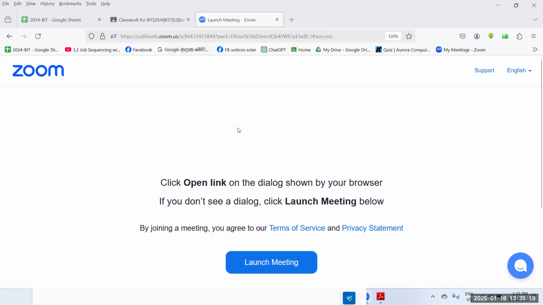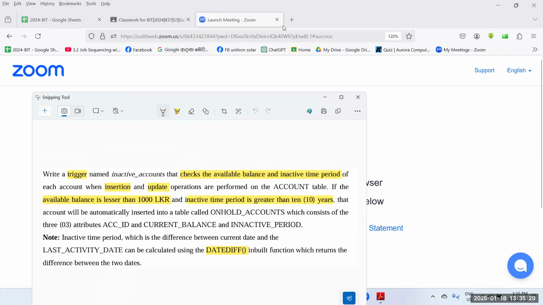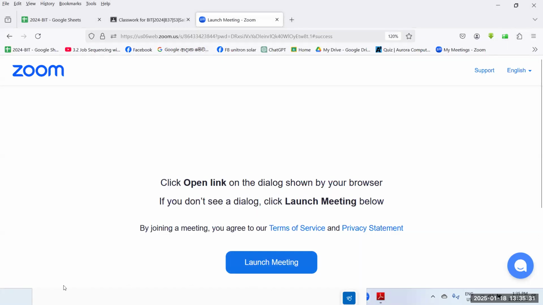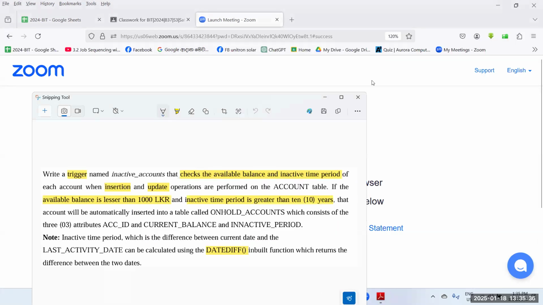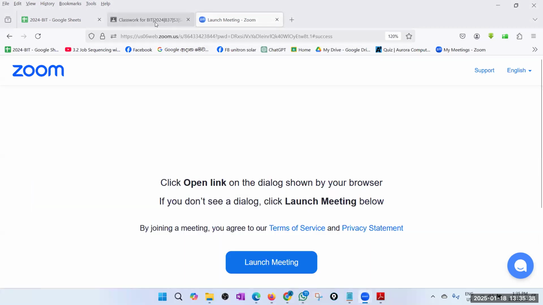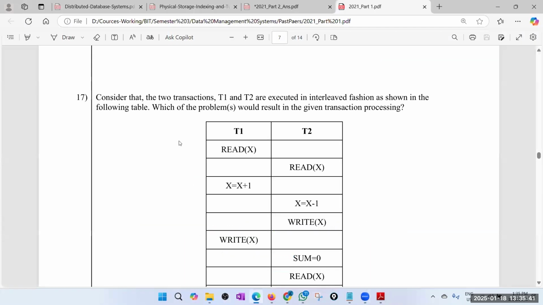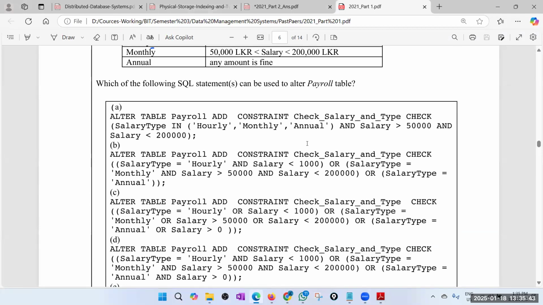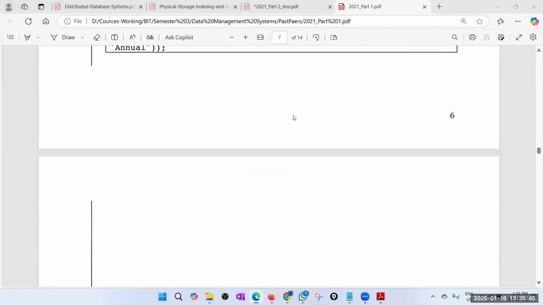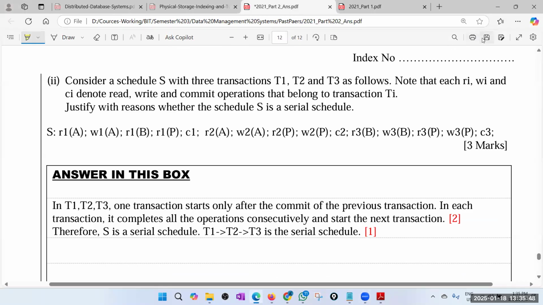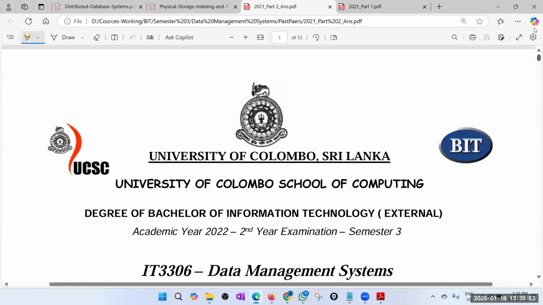Okay, so let's continue with our data management. So we'll move on to our last past paper, that is 2021. Okay, 2021. Right, we can do it faster because it's a smaller paper as well.